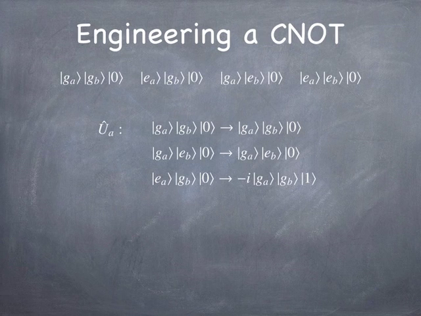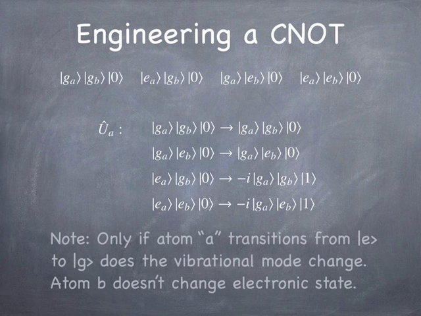Remember that there's going to be some kind of Rabi oscillation, and there's an e to the i omega t, and if you have t be just the right amount of time, you can change the phase as well by minus i, and it doesn't matter what state atom B is in. So if ion B is in the ground state or the excited state, again, it just goes along for the ride because the laser pulse is hitting only ion A.